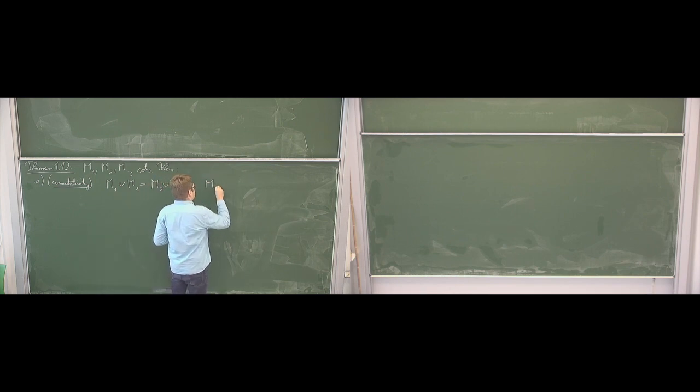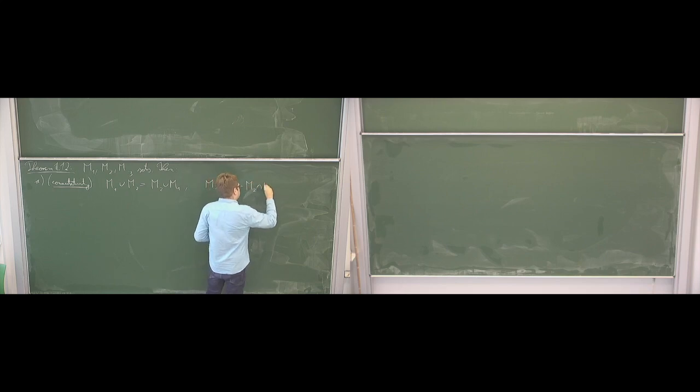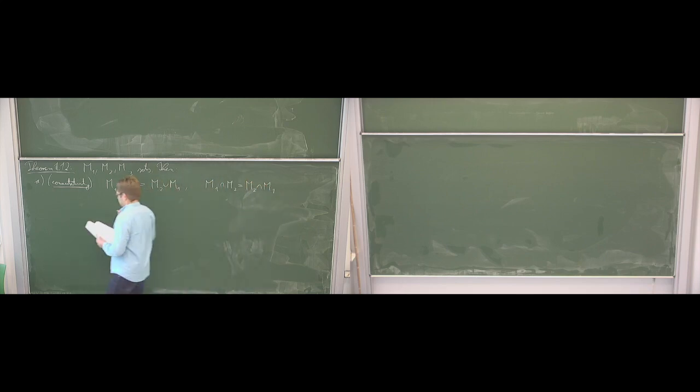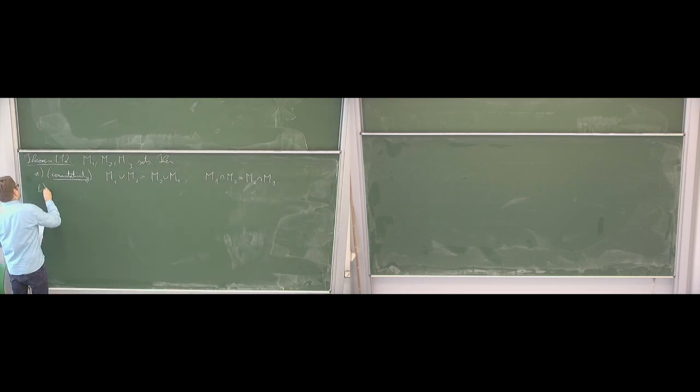And the same for the intersection. M1 intersected with M2 is the same as M2 intersected with M1. Not that fancy. B, associativity.